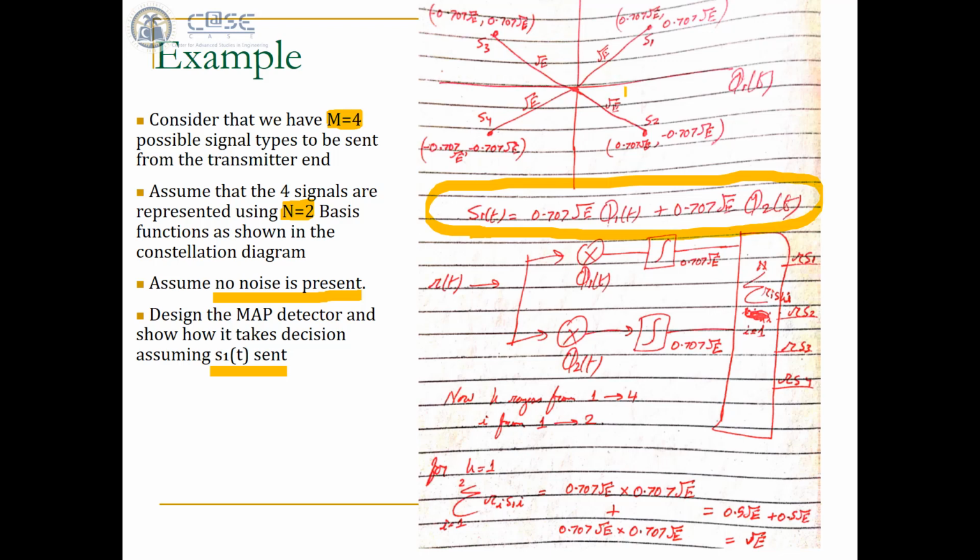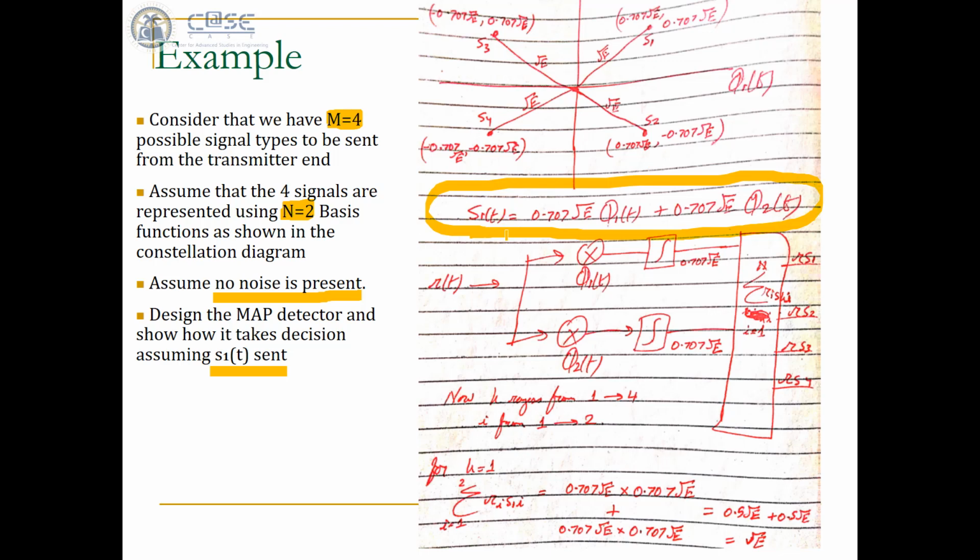All of them are equal energy signals. We have also assumed that there is no noise present in this example scenario, and that one of the signal types, S1 of t, was sent from the transmitter end. The representation of that signal using the basis functions is highlighted here. S1 of t is the contribution of the first basis function, which is 0.707 times square root of E, plus the contribution of the second basis function, which is again 0.707 times square root of E. This is given, when these points are given in this example, right? That's how you represent the signal in terms of the basis functions. All the signals can be represented like that. So we assume that signal class S1 of t was sent from the transmitter end.